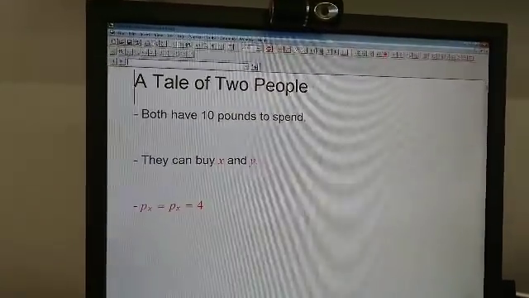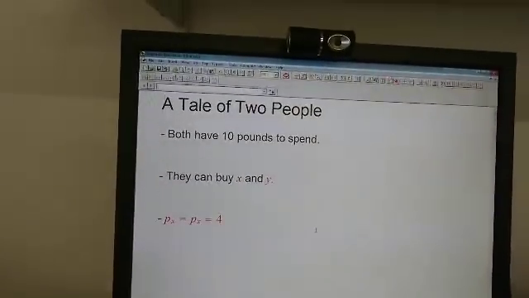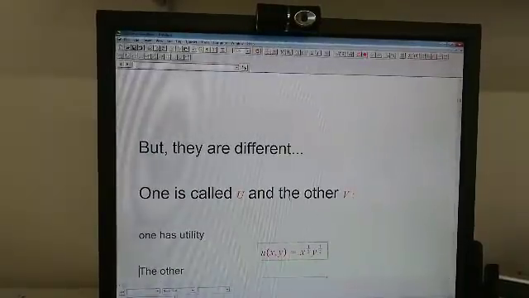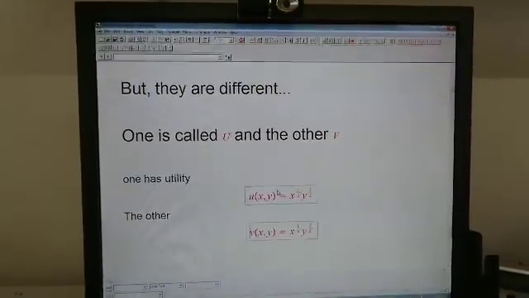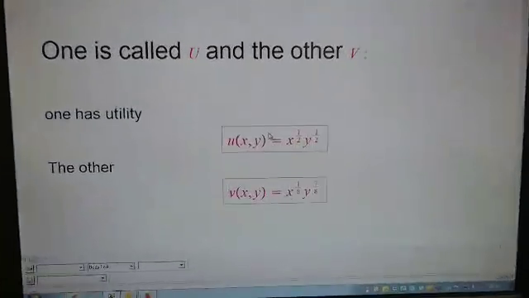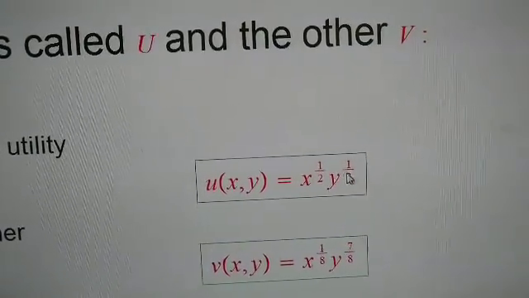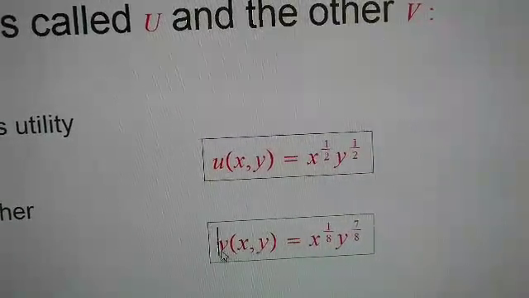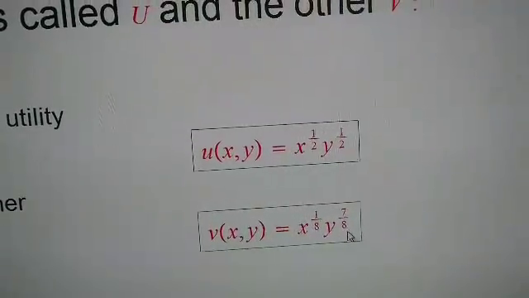Consider the following tale of two people. They both have £10 to spend. They can buy products X or Y, and let's suppose the prices are actually the same. But they're different. Let's call one U and one V. The U person has a utility given by U(X,Y) equals X to the power of a half times Y to the power of a half. And the person called V has a different utility function: X to the power of an eighth, Y to the power of 7/8.